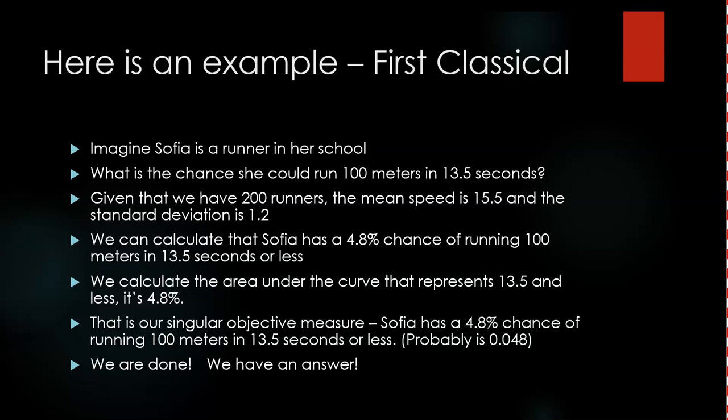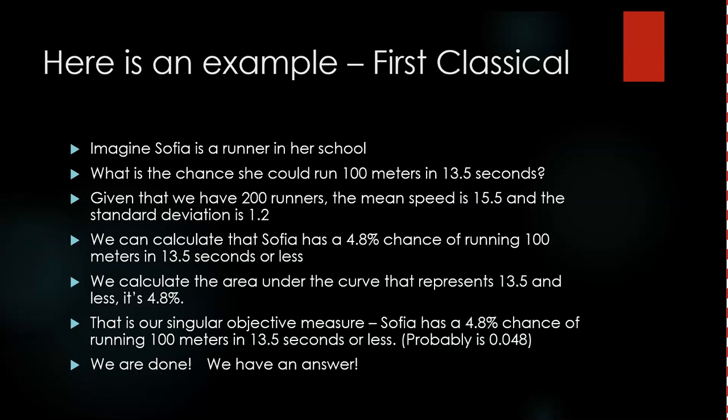Okay. So using a method that I'm not going to go into here, because there's a definite method where you can measure a specific piece of space underneath a standard curve, we can calculate that Sophia has a 4.8% chance of running 100 meters in 13.5 seconds or less, based on the fact that the mean for 200 students is 15.5 and the standard deviation is 1.2. So we know that that's pretty unlikely that she's going to be able to do that, but it's a 4.8% chance. We calculate the area under the curve that represents 13.5 and lower, and it's 4.8%.